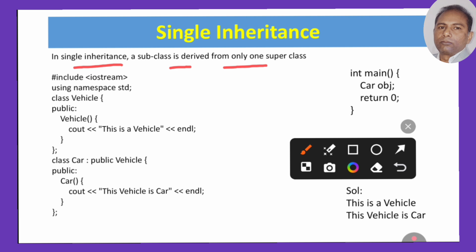Now, we can see the example here. What are we doing? We have made one class, vehicle. What is the name of the class? It is vehicle. If we call this vehicle class, then we will have the output: this is the vehicle.